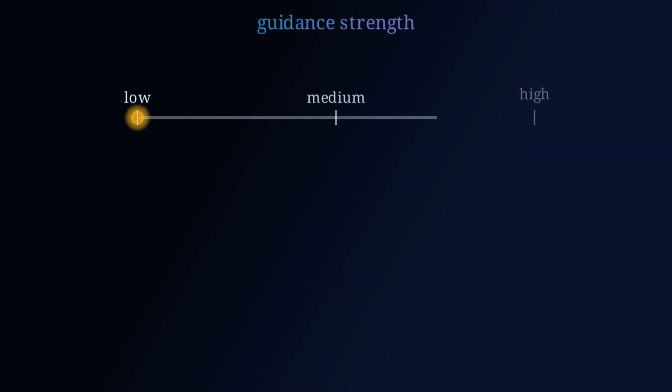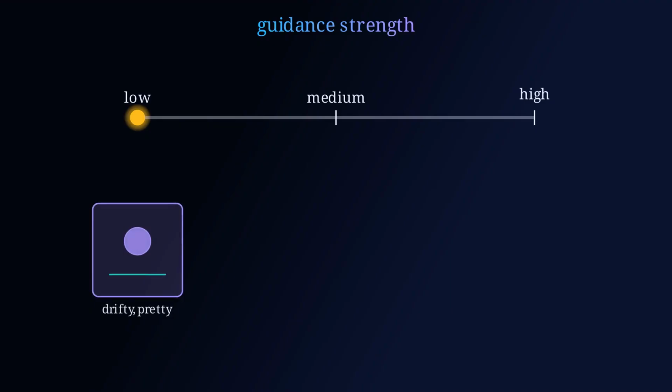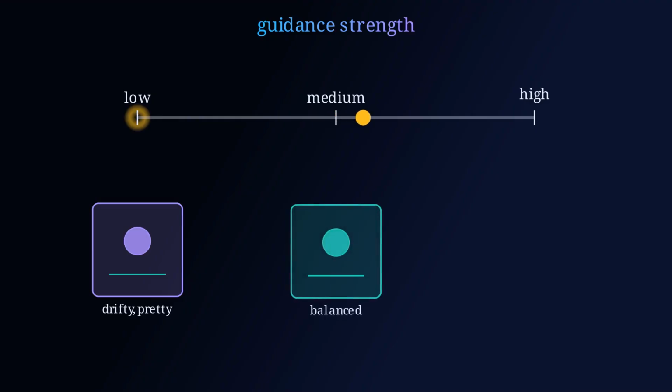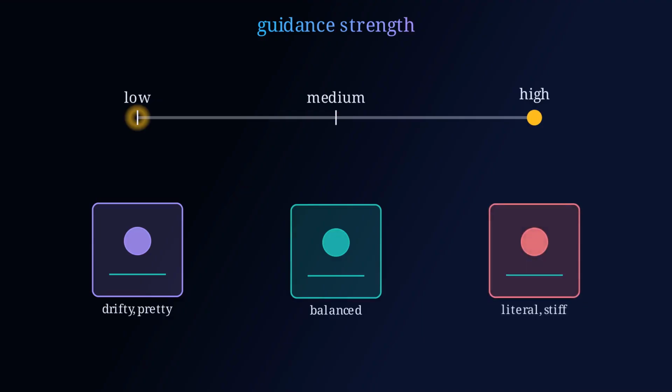There's a knob worth mentioning that controls how strictly the model obeys your words. Turn it up, and the model clings tightly to the prompt, sometimes at the cost of looking natural. Turn it down, and it drifts freely, prettier but less faithful. This dial is often called guidance strength, and it trades obedience against realism.